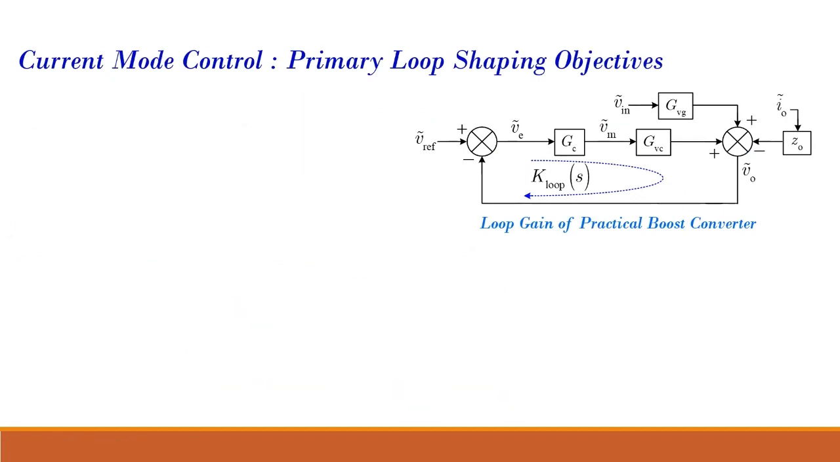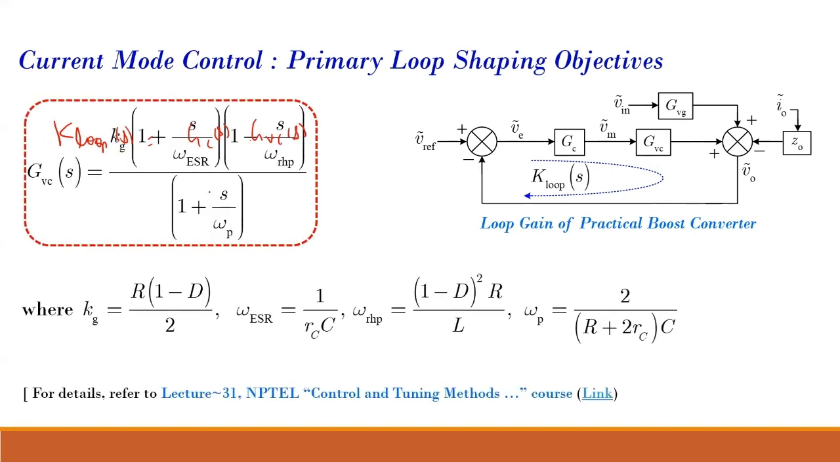Now we want to do the current mode control design. When we're doing current mode control, we will see the small signal block diagram. Similarly to how we did for voltage mode control, we will do for current mode control, and my loop transfer function changes. Here my loop transfer function only consists of Gc and Gvc. So the loop gain T of s is equal to Gc of s into Gvc of s.